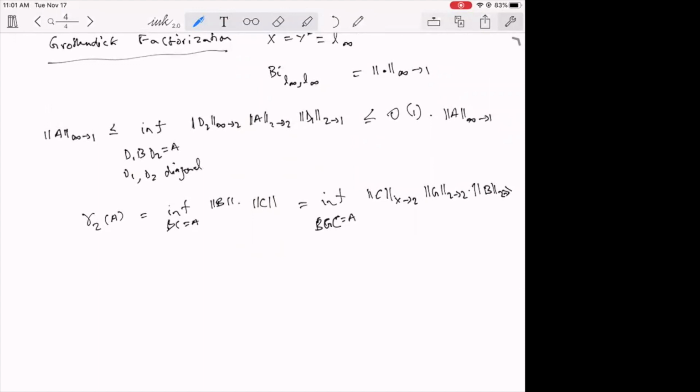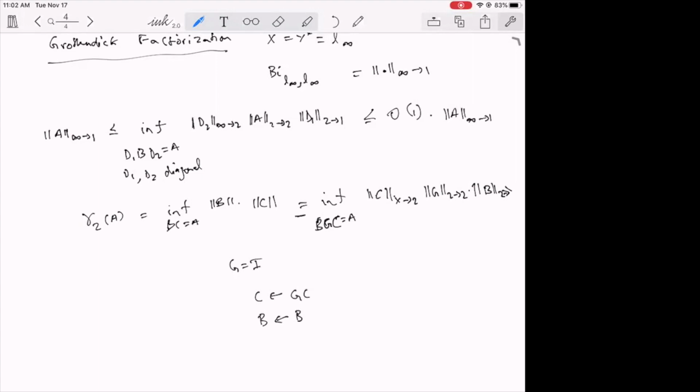Yeah. So I mean, this second equality is really trivial. One direction can be proved by taking G equal to the identity matrix, and the other side of the inequality can be proved by taking the substitution. Let's say C is equal to GC and B is equal to B.